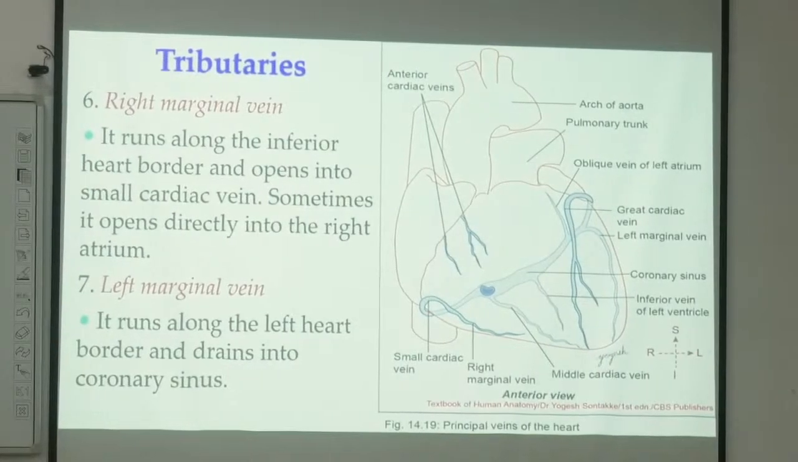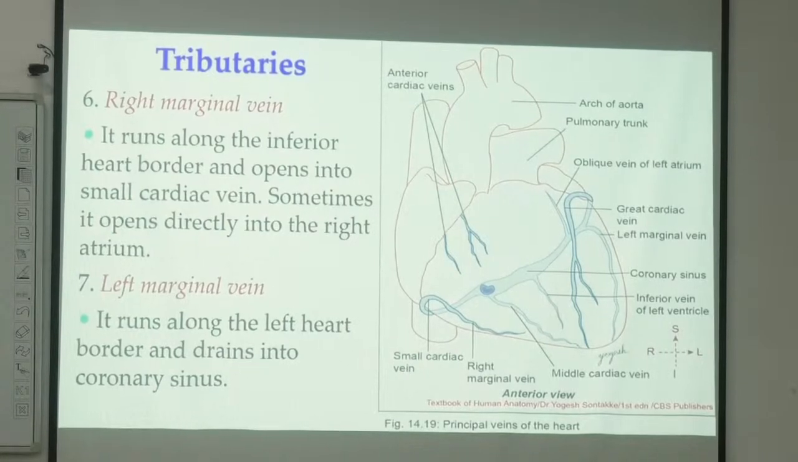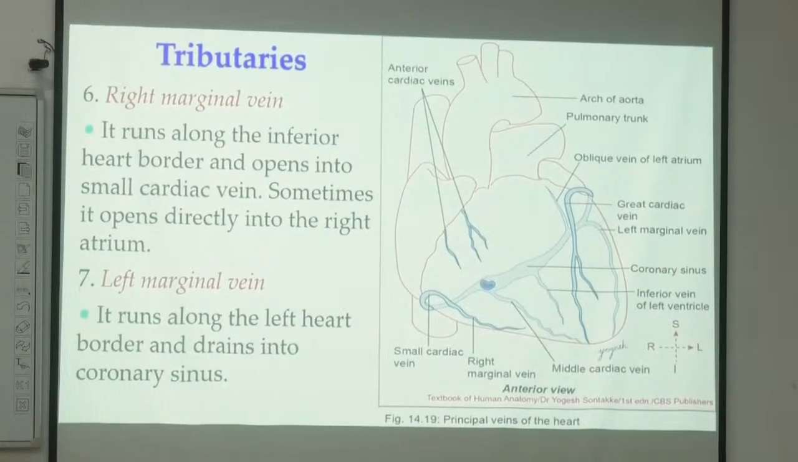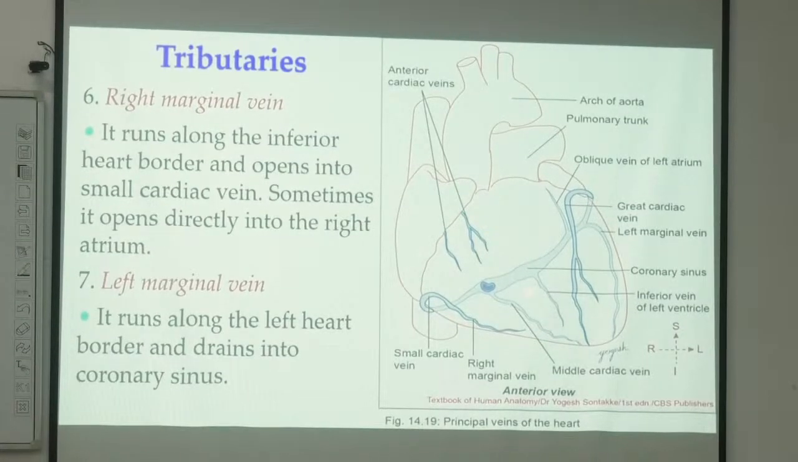Okay. It runs along the inferior heart border and opens into small cardiac vein. Here it is opening into small cardiac vein, and sometimes it opens directly into the right atrium. That is some variation of opening. Now left marginal vein, it runs along the left heart border and drains into coronary sinus. Here is the left marginal vein. It runs along the left heart border and drains into this great cardiac vein and drains into coronary sinus.